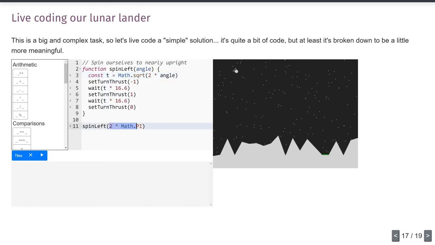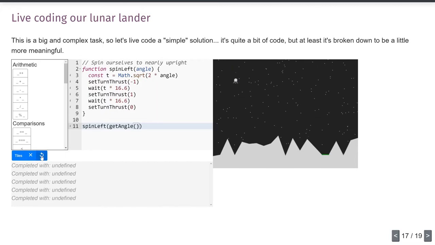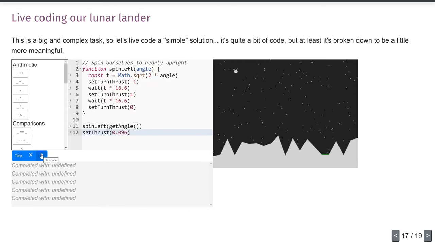And so now what I want to do is I instead want to spin left by what my current angle is. And hopefully that'll bring us nearly upright. Yep. Nearly upright. A little bit off. I probably wouldn't yet want to just go set thrust to 0.096 and just start hovering in, expecting it to stay totally still, because I'm going to start motoring myself sideways by whatever the error was. But that is pretty good, I think.